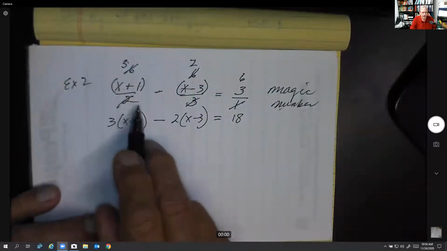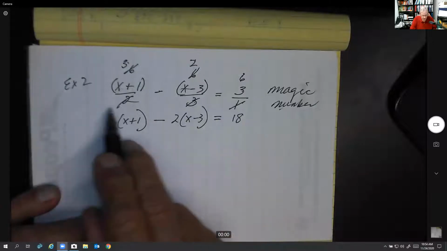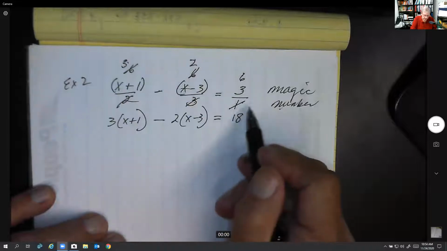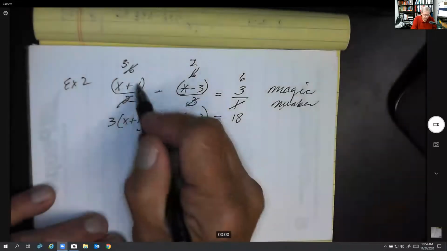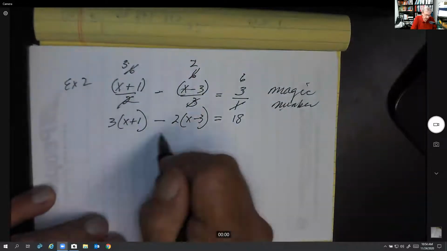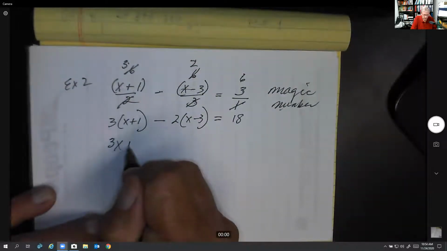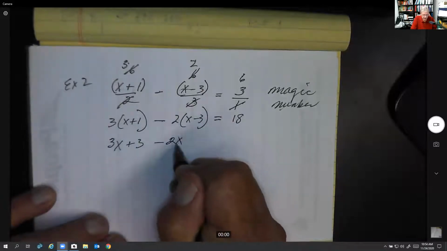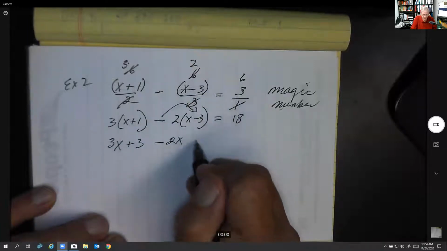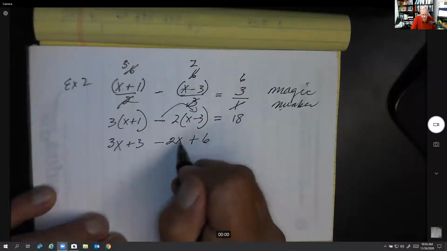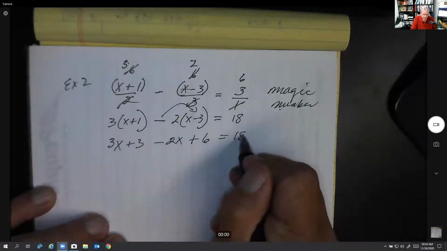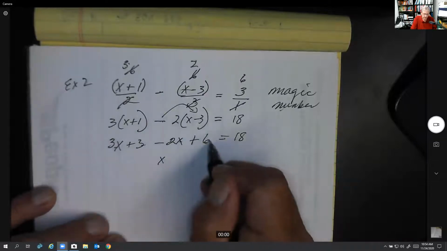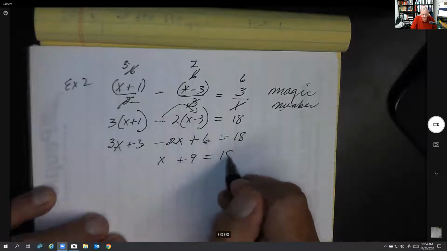So I've eliminated all the denominators. That's the whole idea. You don't want any denominators. Divide, multiply. Okay, now distribute 3x plus 3 and solve it like you normally would do. Distribute the negative 2 and be careful here. This is going to become a positive 6, right? Sign change, equals 18. Combine the like terms. x plus 9 equals 18.